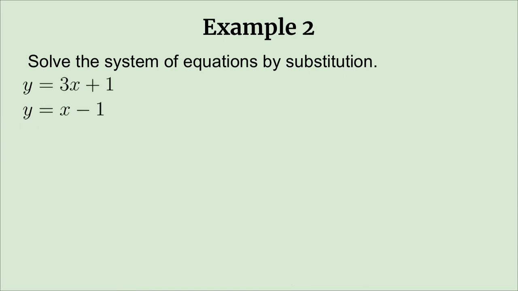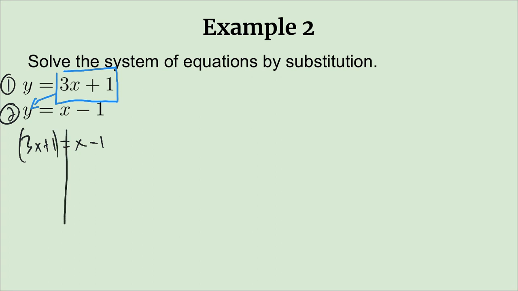This one, you'll see both y's are solved for. The y in equation 1 is all by itself, and in equation 2. So there's no algebra we need to do here to get the variable solved for. So we're going to take this 3x plus 1 and plug it in for y. So we'll get 3x plus 1 equals x minus 1.